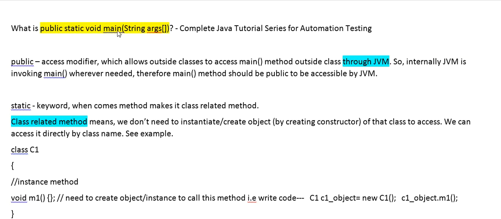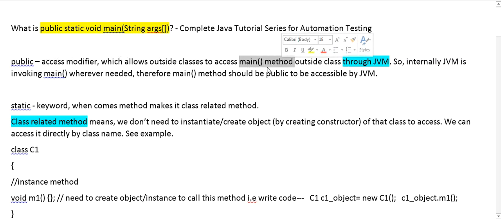So today's topic is public static void main. Today we will be discussing more about public static void main, as we have discussed in our first program. What do you mean by public static void main? By public, we mean we can access the main method from anywhere. Actually, public is an access modifier which allows the outside classes to access the main method.